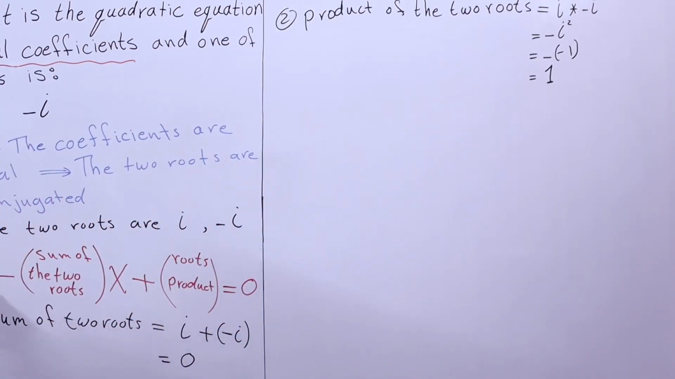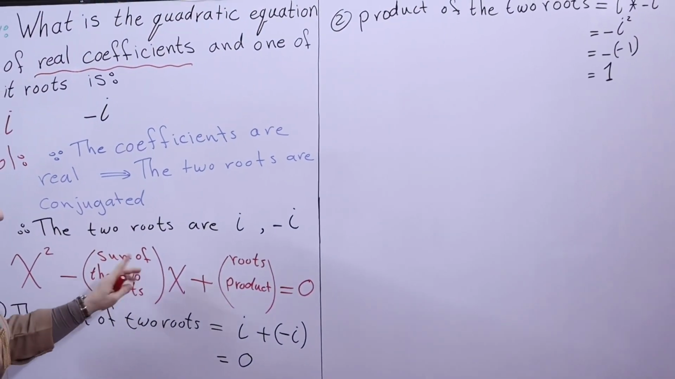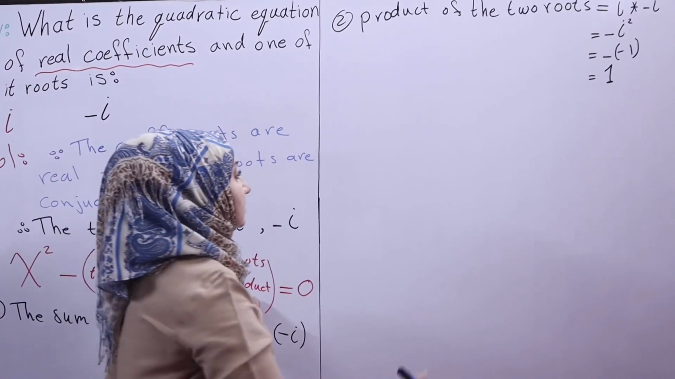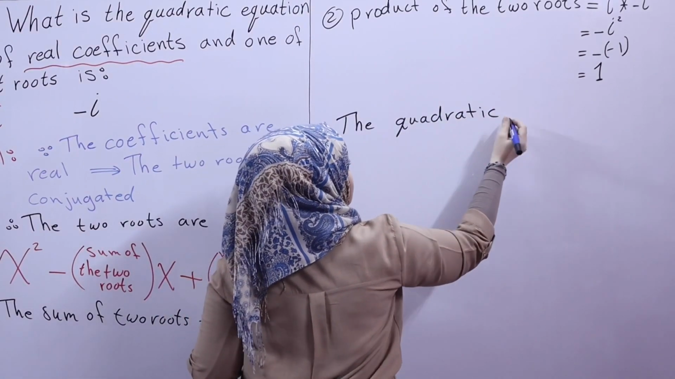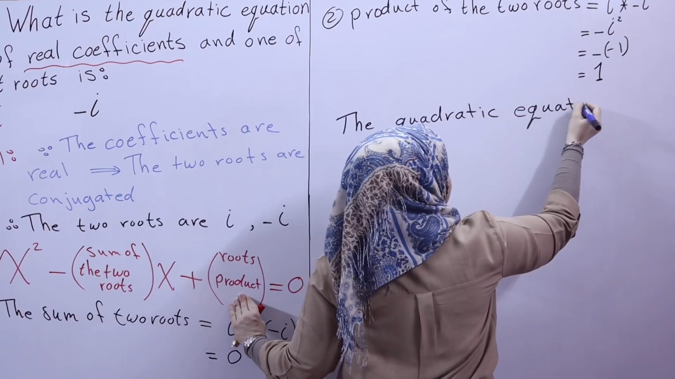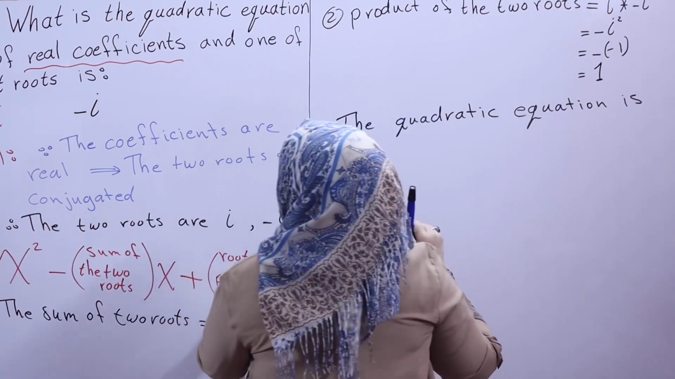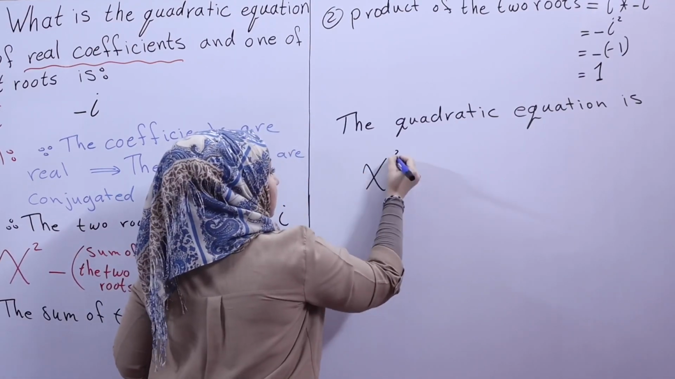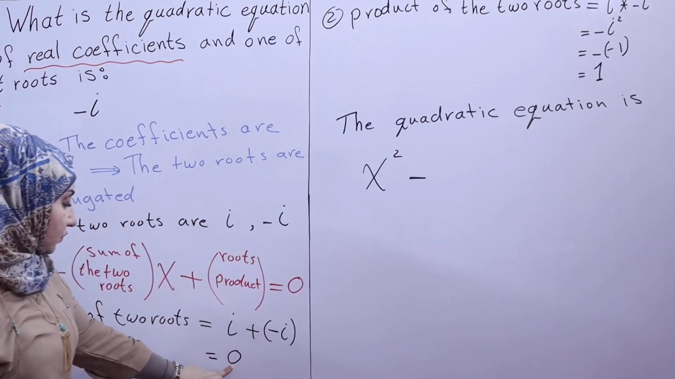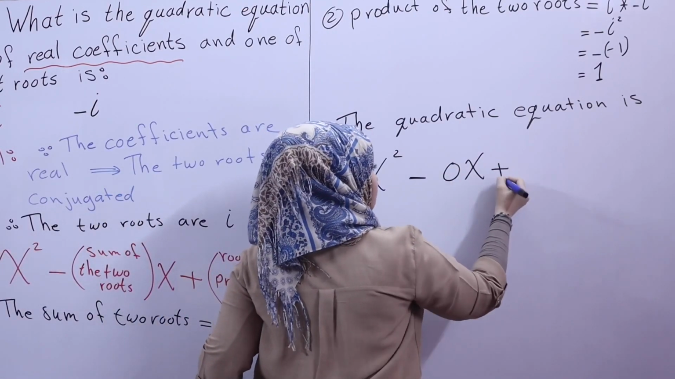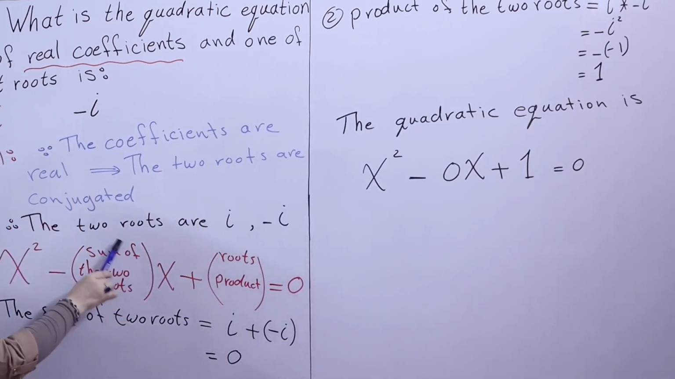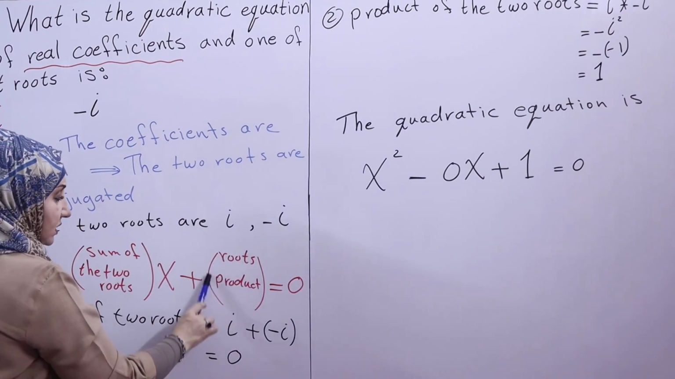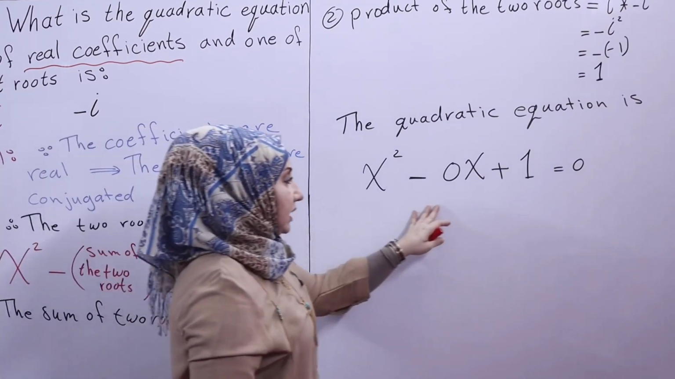So now we can write the quadratic equation because we find the sum of its two roots and the roots product. So the quadratic equation is x squared minus sum of two roots x plus the product of the two roots equal 1 equal 0. We substitute the sum of the two roots here and substitute the product of the two roots as the third term, and we write the quadratic equation.